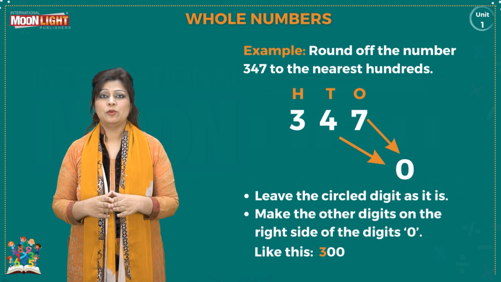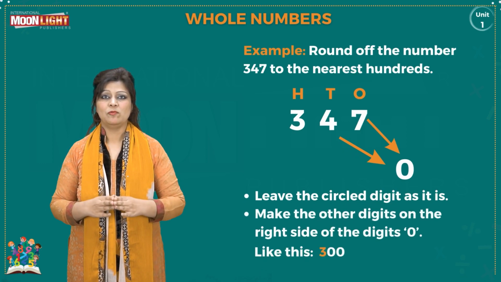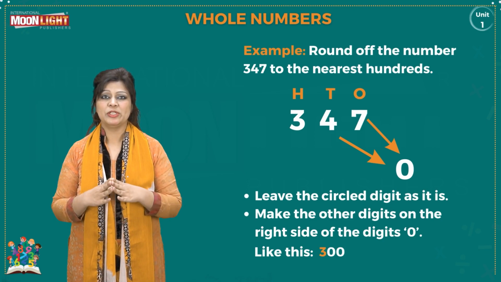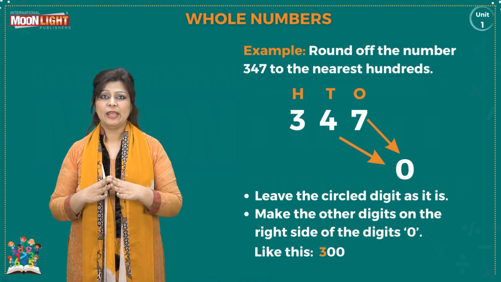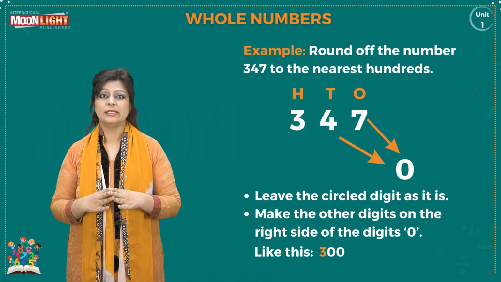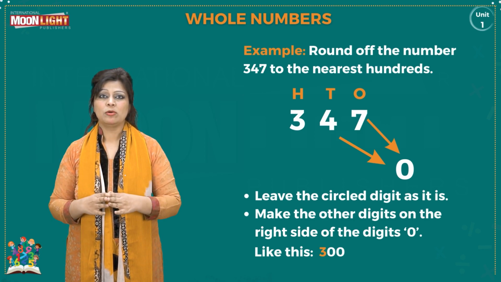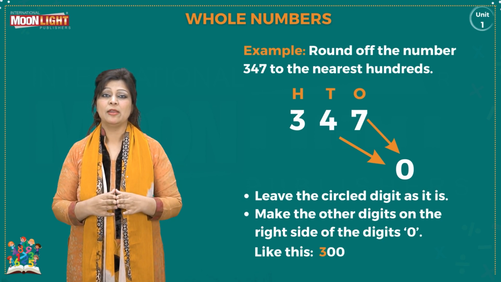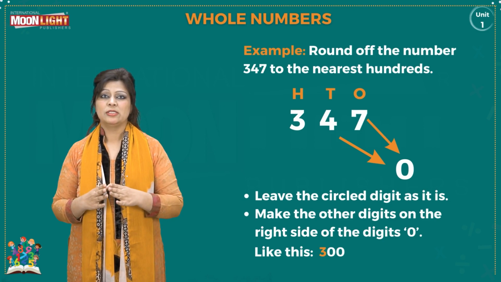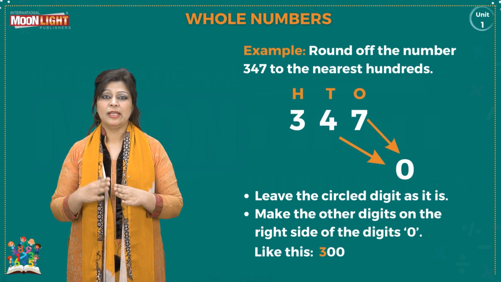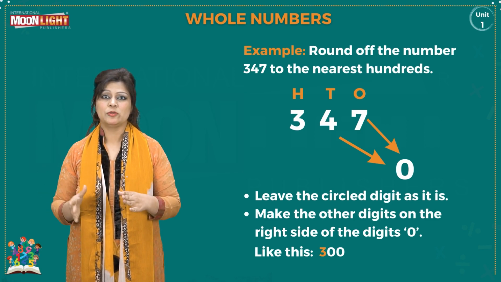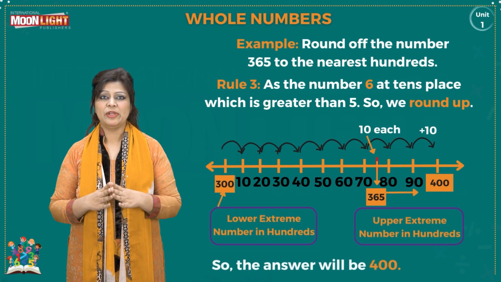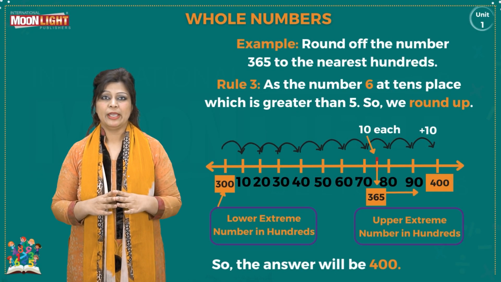So actually we can do this in another, shorter way as well. We are going to underline the digit at the tens place, which is the number 4. And we can just check that the number 4 is less than 5. So we are going to round down, which means we are going to make the 4 a 0. And we are going to make the next digit, at the ones place, also 0, because we are getting the answer in hundreds.